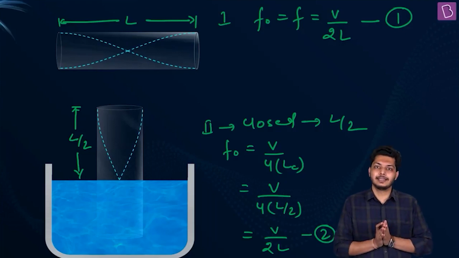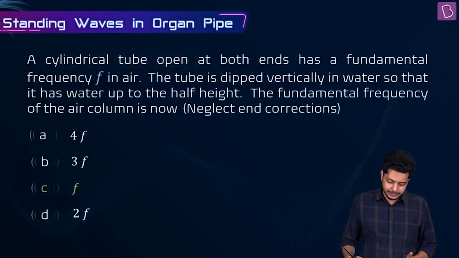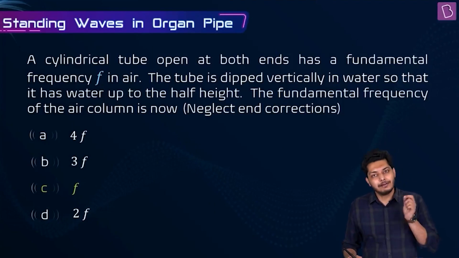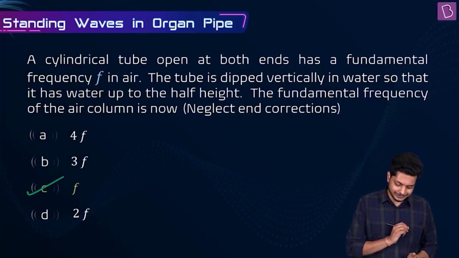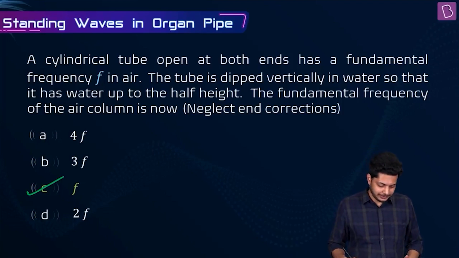Both are equal, right? So, from the options, we can say that the fundamental frequency of the air column is now F only. It is not going to change because from our calculation, we have got that the fundamental frequency for the second case will also be F, V by 2L. And that is why option C is the correct answer for this question.